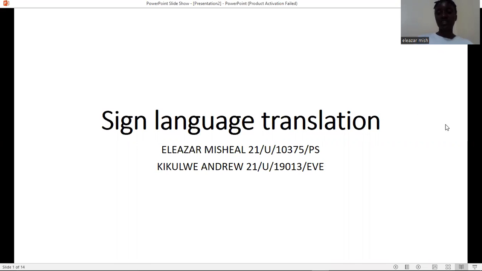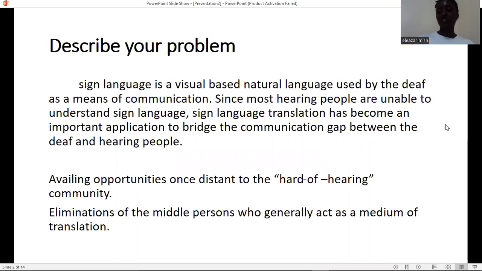Basically, sign language is a visual-based natural language that the deaf use as a means of communication. Since most hearing people are unable to understand sign language, we're trying to solve this problem and bridge that gap. We're also trying to avail more opportunities to the hard of hearing community, because if we are able to understand them, then I think this will open up different opportunities for them.